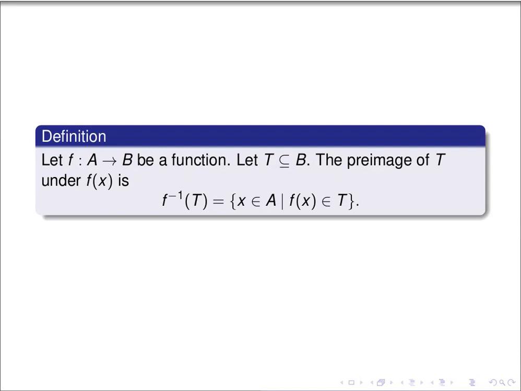Let's let f from A to B be a function and T be some subset of B. Then the preimage of T under f is the set of all x in A so that f of x is in T. All right. So it's the set of all x in A so that f maps x to an element of T.